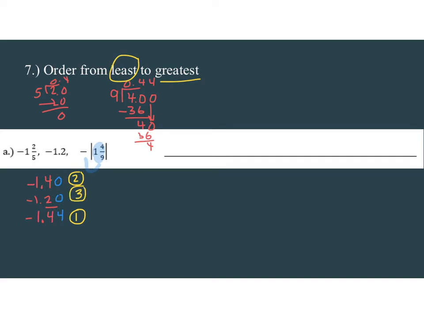So when I go to rewrite it, remember we have to use the original format that they gave us. So our smallest one is going to be negative absolute value of 1 and 4/9, comma. Our next one is going to be the first number that was written, which was negative 1 and 2/5. And then the largest one is going to be negative 1 and 2/10.